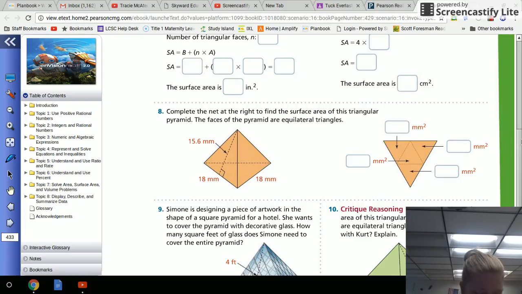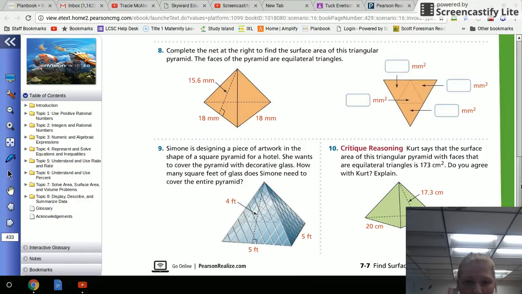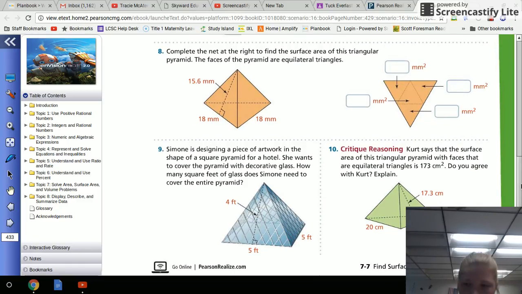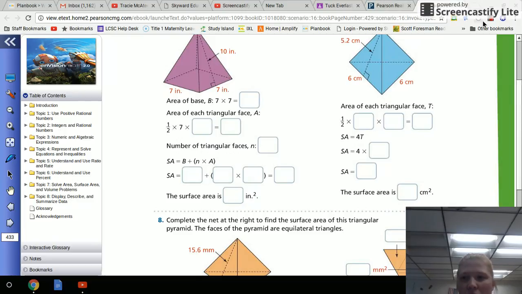The total surface area of number 8 in that triangular pyramid was 561.6 millimeters squared. Okay, each of these areas came out to be 140.4 millimeters squared. So hopefully that was good practice for you. And that's the end of 7-7. We will extend this lesson tomorrow.